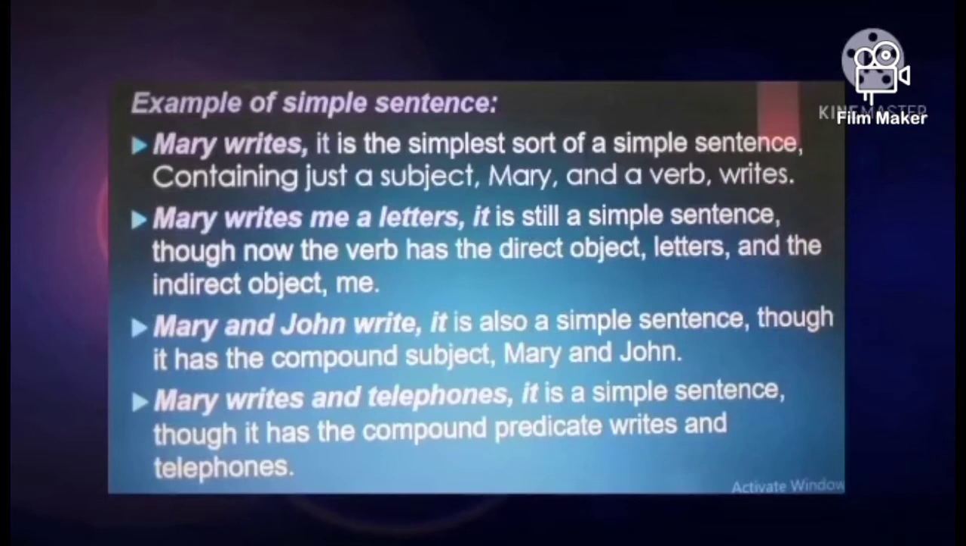Example of a simple sentence: Mary writes. It is the simplest sort of simple sentence, containing just a subject, Mary, and a verb, writes. Mary writes me letters. It is still a simple sentence. Now the verb has the direct object, letters, and the indirect object, me.